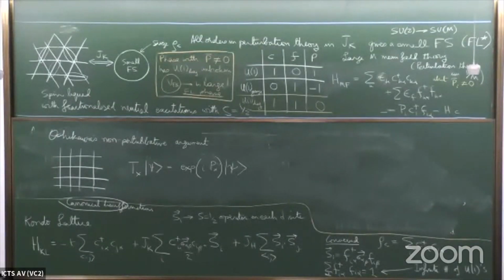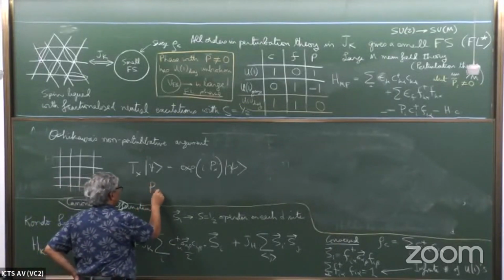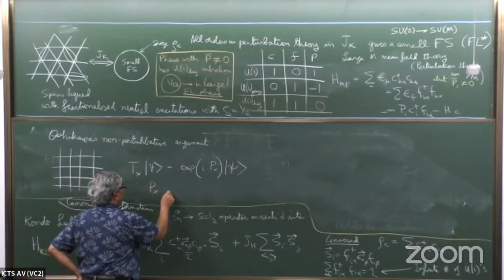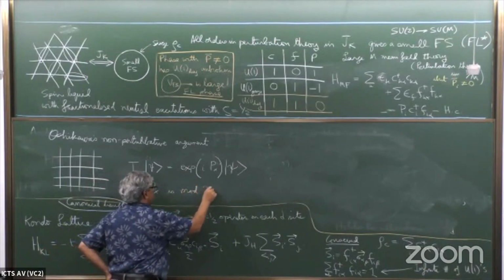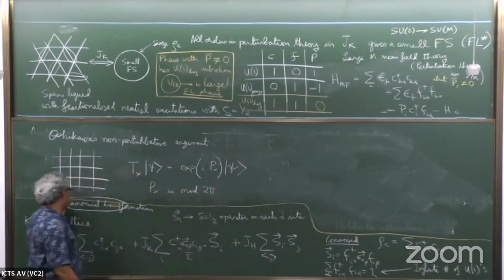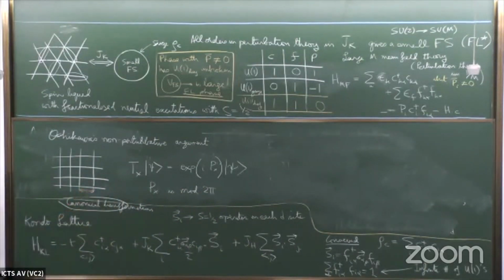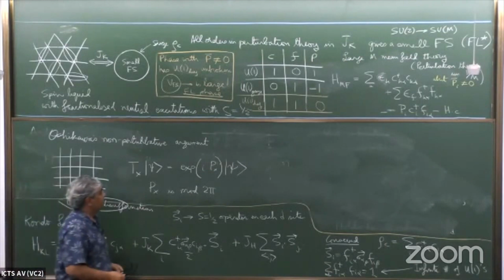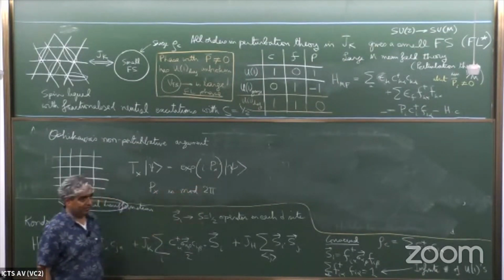Sorry, I need my cheat sheet to make sure I get everything right here. Okay, yeah, that's correct. All right, and Px, therefore, is only determined mod 2 pi. And I'm going to take a unit lattice spacing here everywhere. Okay. So the value of Px is only determined modulo 2 pi.